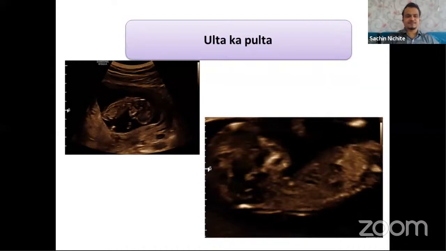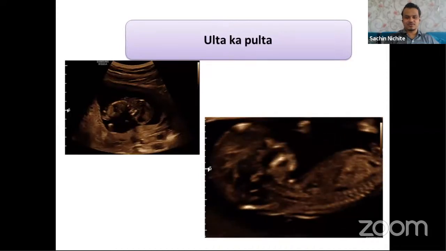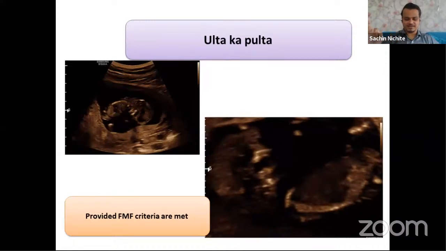Upside down skill, yes, very important. The fetus is lying upside down. We can't wait long for the fetus to turn. So we can just flip the fetus upside down and acquire the image, provided the FMF criteria are met. That is a very important point.